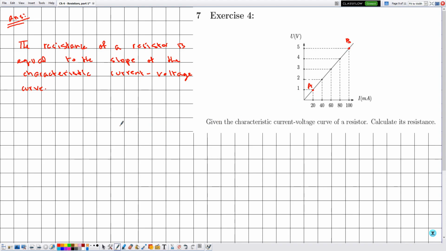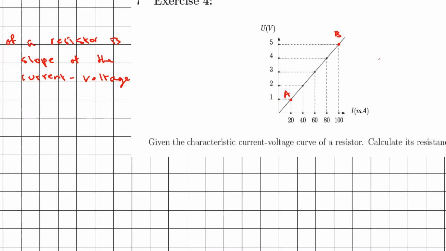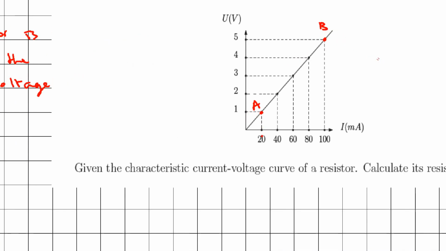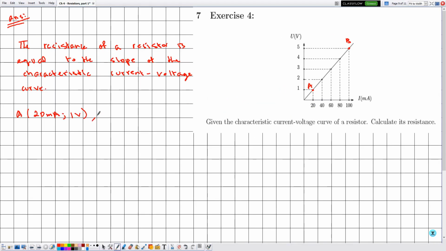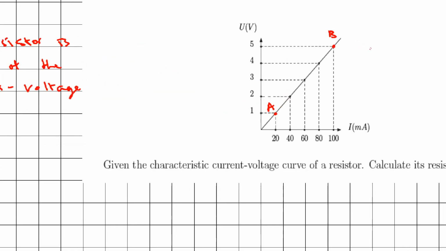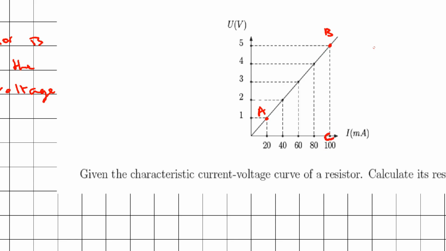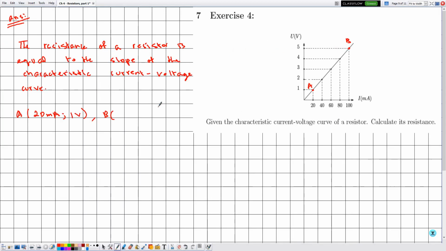Now, what are the coordinates of the point A and B? A is given by 20 milliamps. I repeat that always we start by writing the current and then the voltage, and 1 volt. A, the point A, has a value of electric current 20 milliamps and a voltage given by 1 volt. As for the point B, it has an electric current given by 100 milliamps and a voltage given by 5 volts.